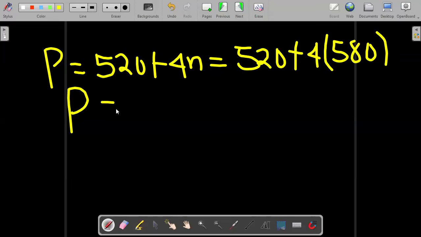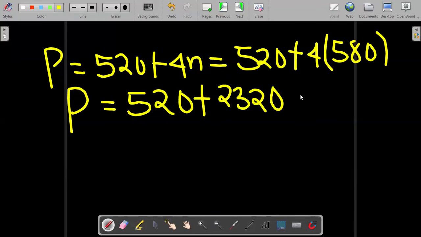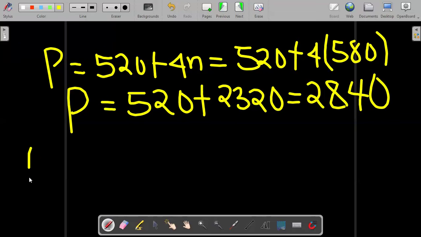So P will give me what? 520 plus 580 times 4, that will give me 2320 plus 520. Now I'm going to have 2,840. These are the number of men who participated. So what's the percentage now?